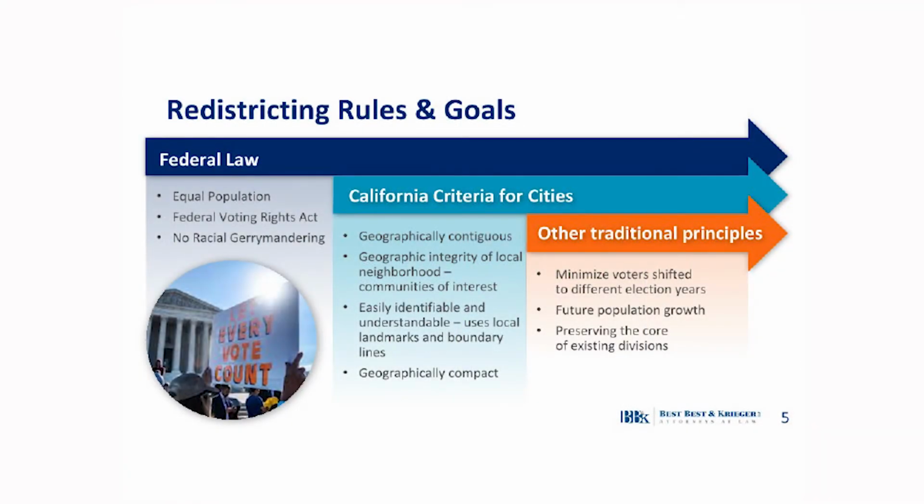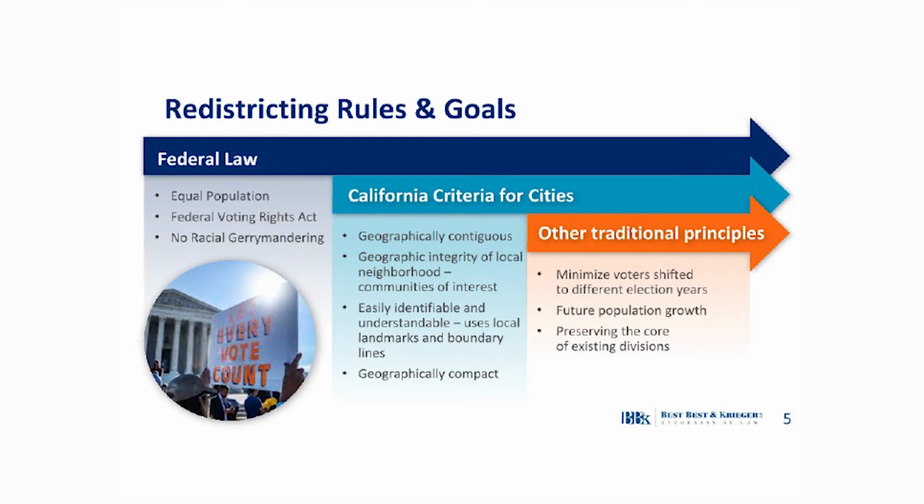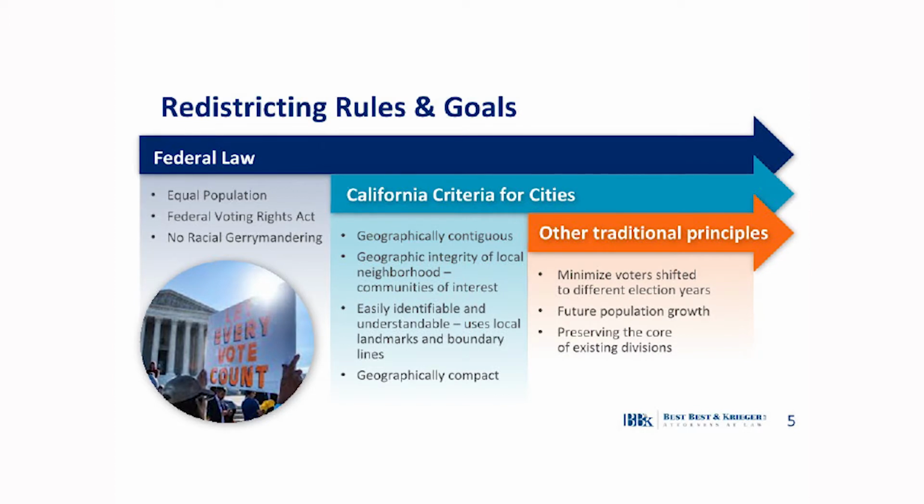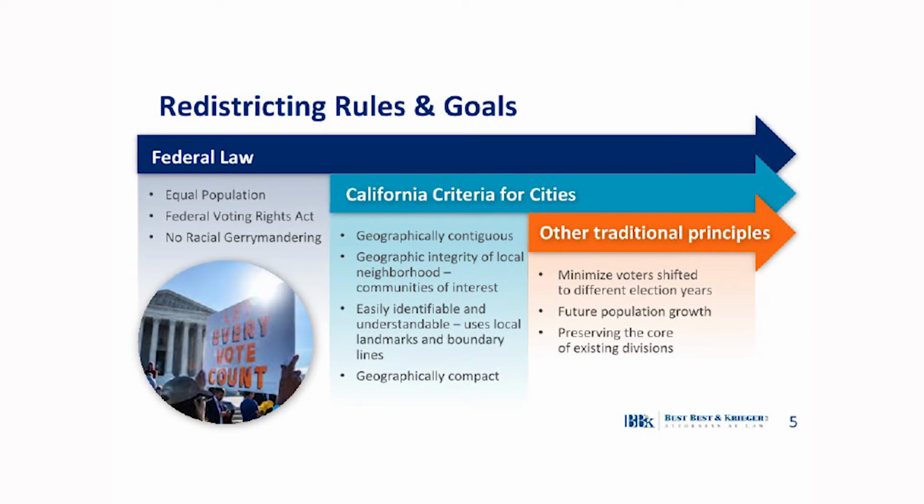After we look at federal law, then we jump over to state law, and it's essentially codified in the Fair Maps Act. The Fair Maps Act requires that districts be geographically contiguous. You can't have islands in the middle of a district that belong to the same district. So you can't have parts of a district that are over here and then parts of the same district over there if they don't touch somewhere in between. They must be contiguous.